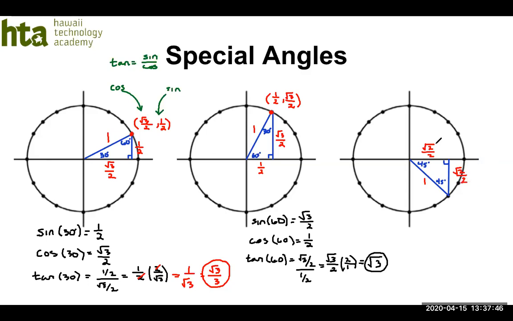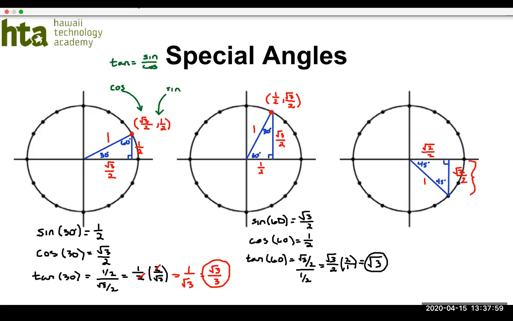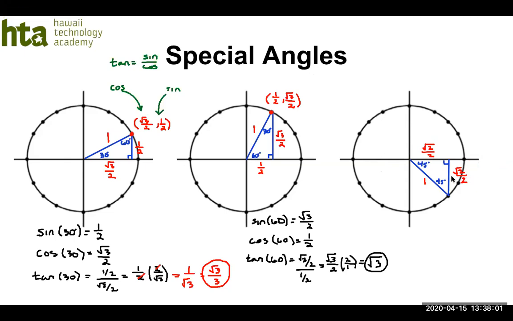However, look at this on the coordinate plane point of view. This rad 2 over 2 length is a positive x value. So that's positive rad 2 over 2. However, the y is going down. So this is not a positive rad 2 over 2. This is a negative rad 2 over 2.